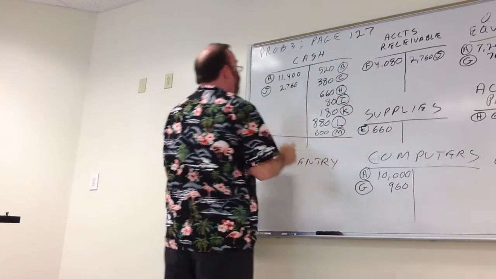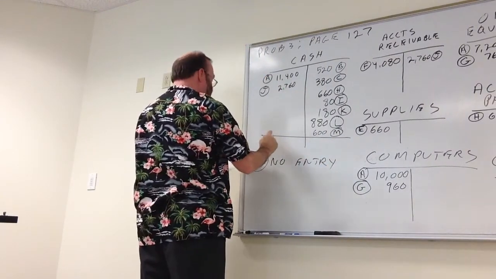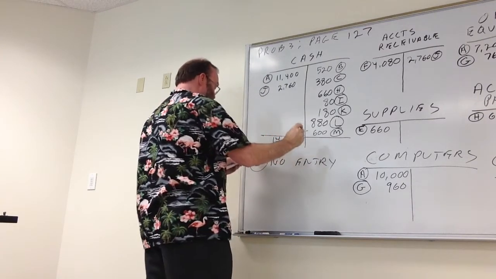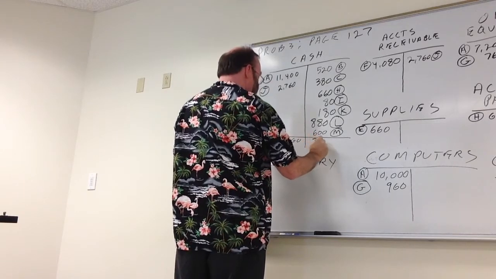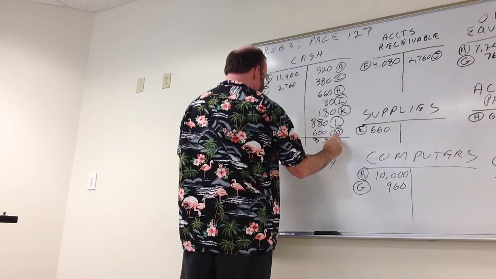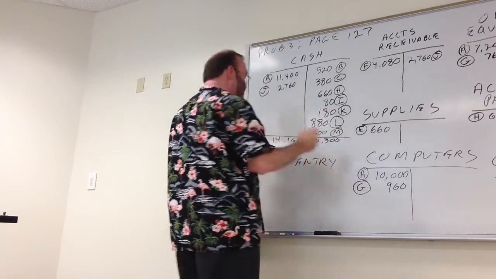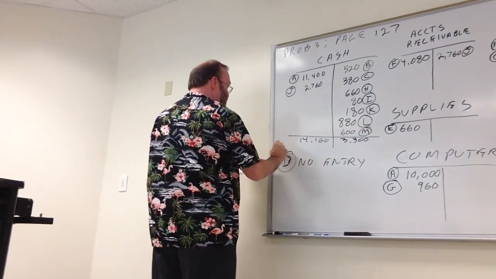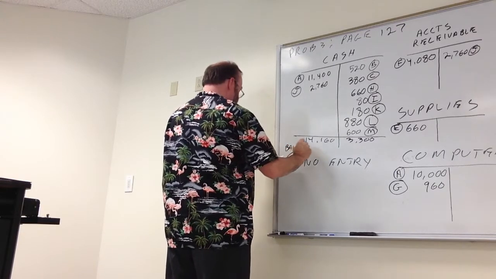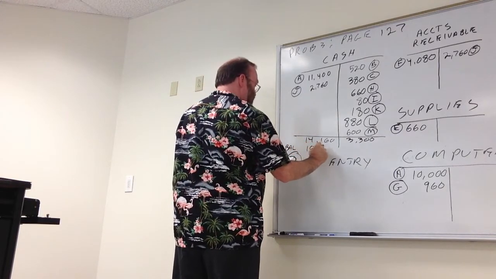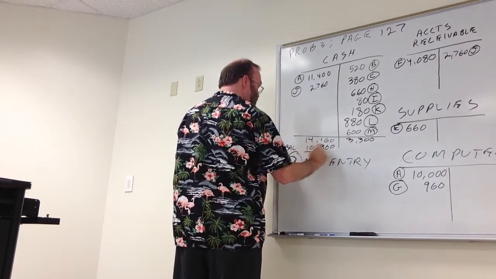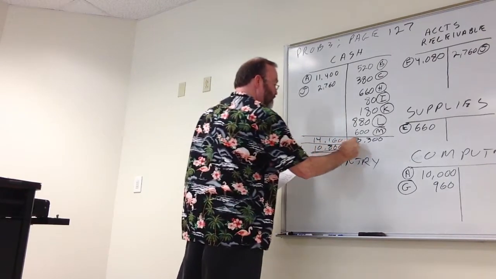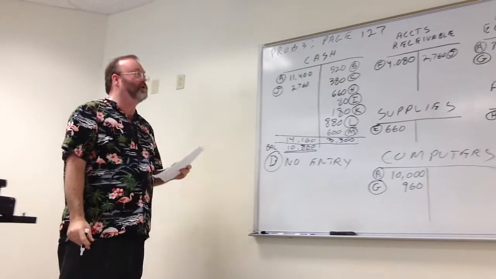So this is called footing. We just draw a line down here and we add up all the debits, $14,160, and all the credits, $3,300, subtract that, and we get a balance of $10,860. That's the balance at the end of the period.